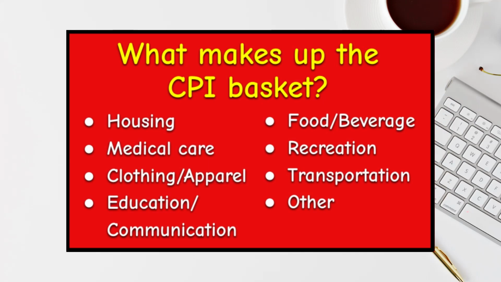The 8 categories of goods and services that the CPI measures are housing, food and beverage, medical care, recreation, clothing and apparel, transportation, education and communication, and other. As you can probably guess, some categories are weighted higher than others based on the relative percentage of income people on average spend on them. The data used to estimate the CPI primarily comes from various surveys of consumers and vendors.